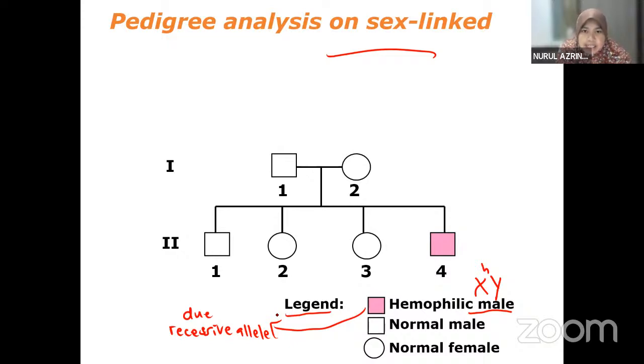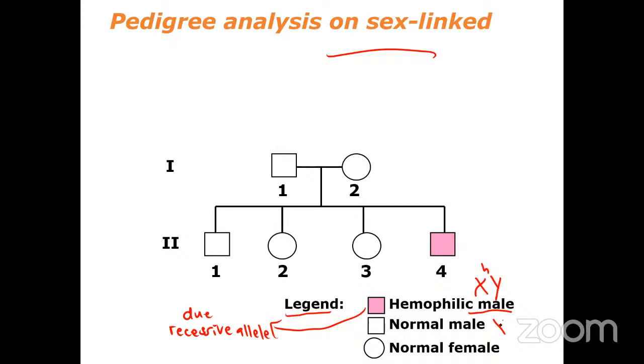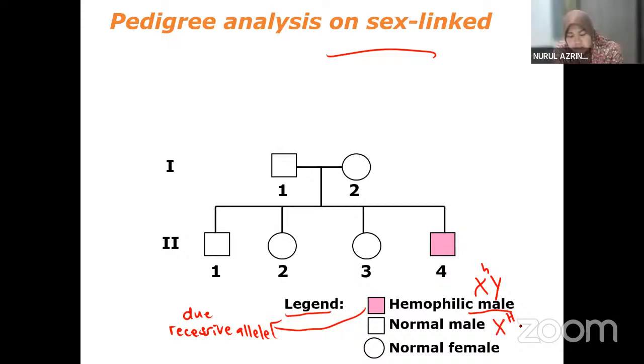So, maknanya lelaki ni is having hemophilia. So, his genotype is X small h, Y. Okay, what about this clear box? Normal male. So what is the genotype? Kalau small recessive allele would be having hemophilia. So kalau lelaki normal? X capital H Y. Yes, good. X capital H Y. Okay, alright. So ni normal male.